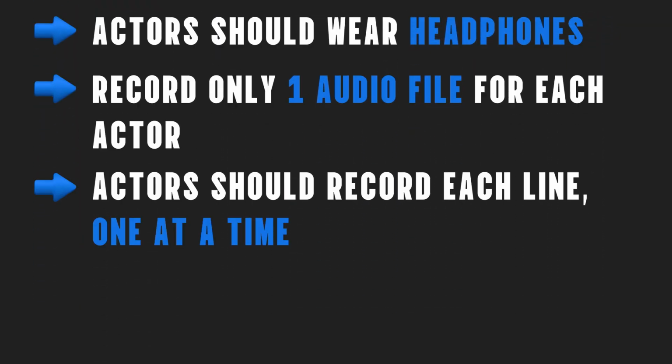You also want your actors to record each line one at a time. It can be very hard for the actors to match the emotion and timing of their performance, so don't overwhelm them by having them go through the whole scene at once. Focus on each line, get each line right, ideally get 5 good takes for each line, and then move on to the next line.